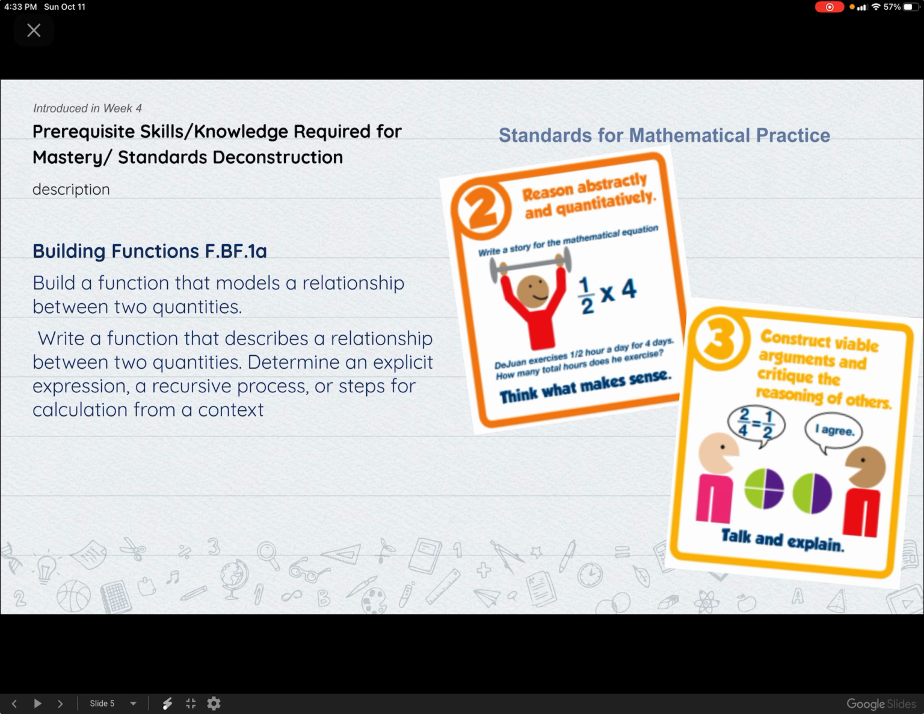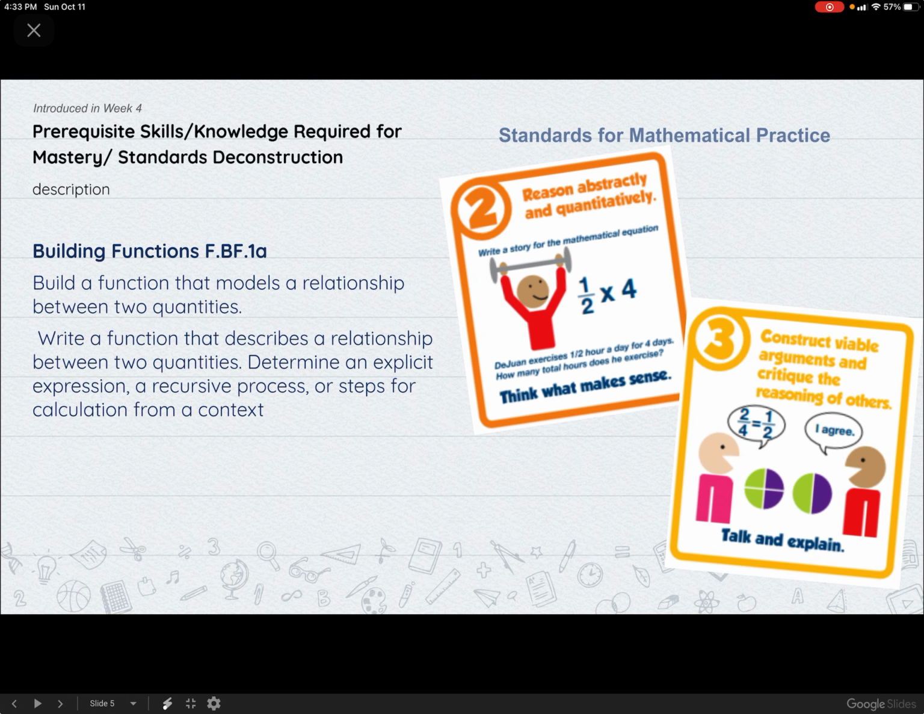I also decided to include the standards for mathematical practice, which is 2 and 3. Number 2 reads reason abstractly and quantitatively. So this basically has, think of what makes sense. With the 3-act math test, this was just really important. I also included number 3, which is construct viable arguments and critique the reasoning of others.